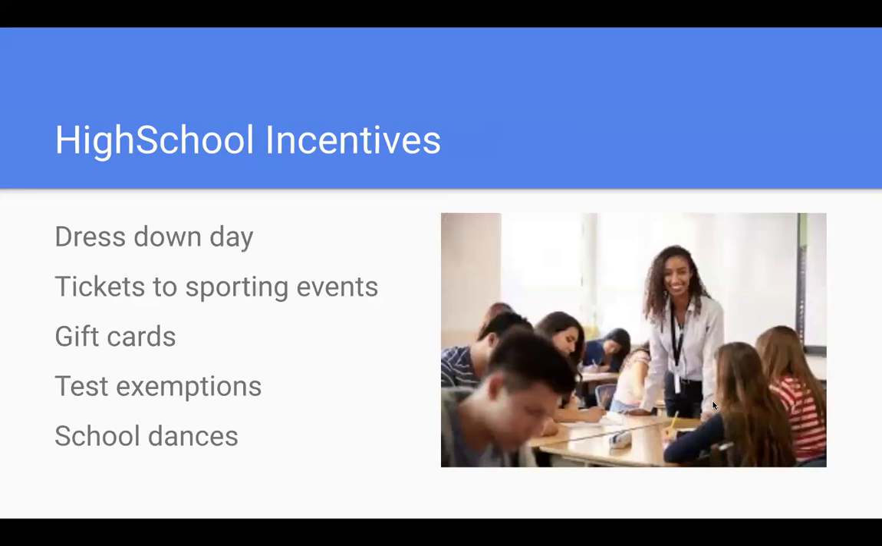Finally, high school. High school is where it gets a little bit more tricky from elementary and middle school because high school students are constantly changing and you never really know what they want. But some ideas include dress down days, which means that students don't have to follow the dress code that day, tickets to sporting events at their local high school, gift cards, test exemptions. A great way to keep students maintaining an A in your class throughout the entire year is if you allow them to exempt the final if they manage to get an A in your class, and school dances are a big event that high schoolers also look forward to.